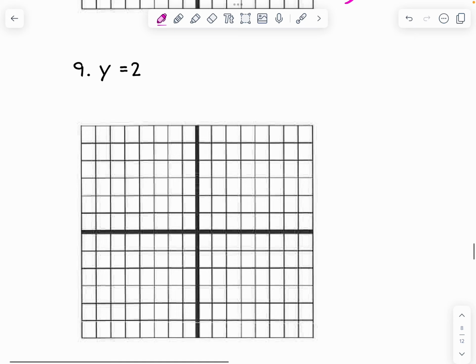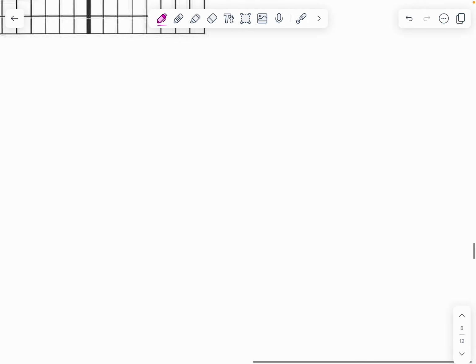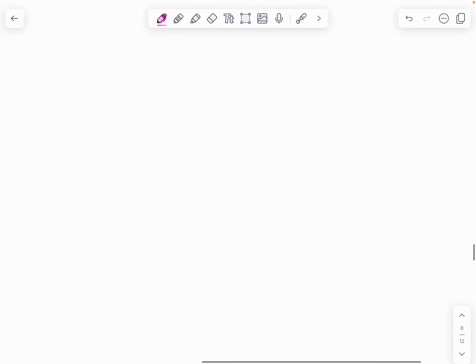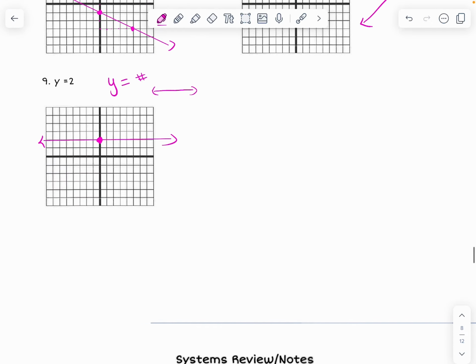Okay. Anytime y equals a number, that means that you are going to have a horizontal line. So where I go to when y is equal to 2, oops, hello. I did that on the x one also. Y is equal to 2, and I draw a horizontal line. And that is it.